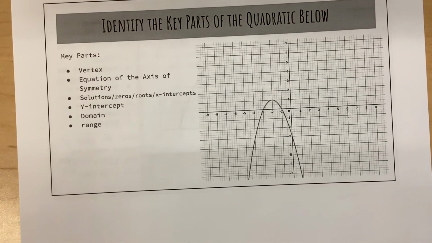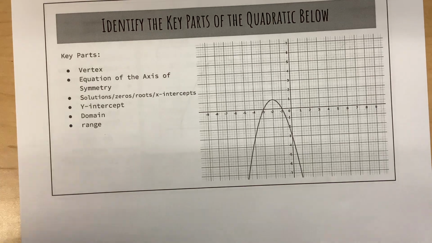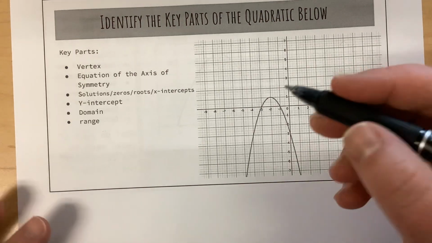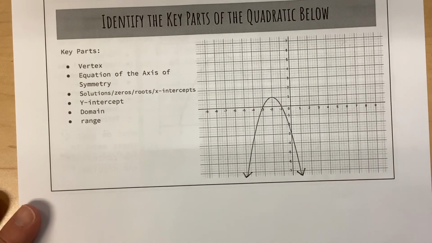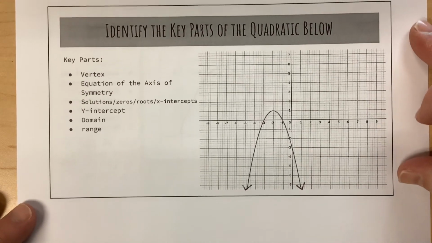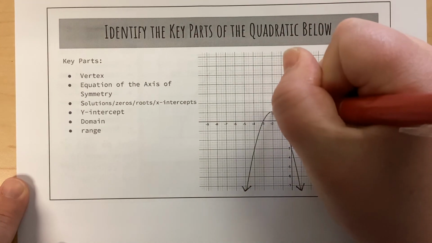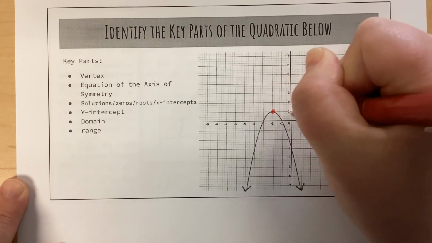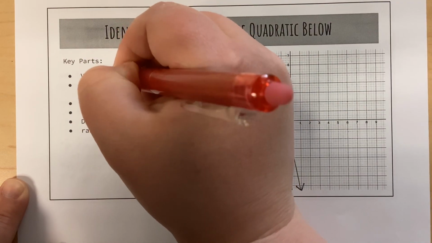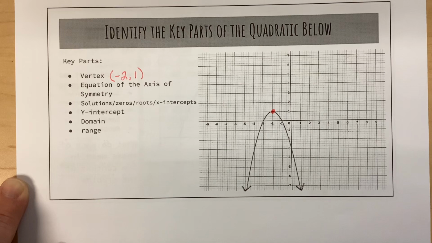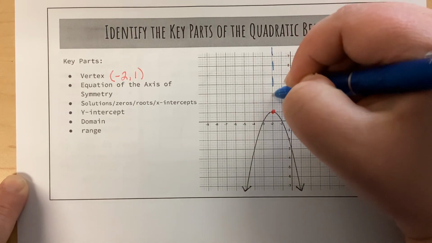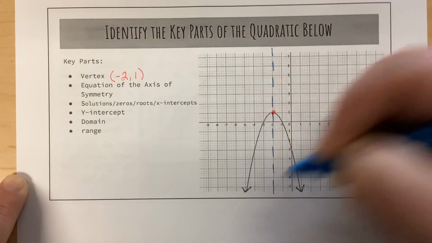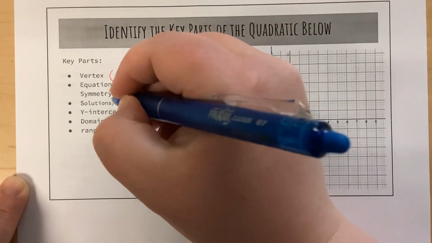All right, so the main difference between this graph and the last one is that this one opens down. And we will investigate what makes that happen at a later date. So let's start with the vertex. This time it's a maximum. It's right here. That's (-2, 1). The equation of the axis of symmetry runs through that point as a vertical line. So it's x equals -2.